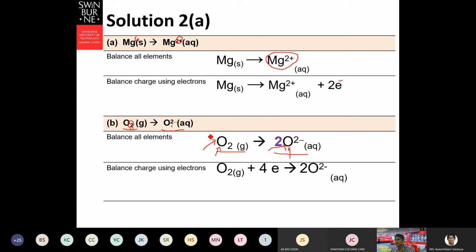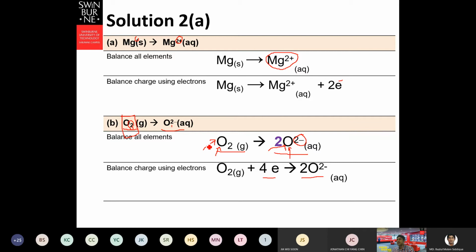Here I also have two atoms, but the charge is not yet taken care of. Each of the oxygen atoms is carrying two charges, and there are two oxygen atoms. So that means there should be 2 times 2, which is 4 electrons. So this oxygen should be taking up 4 electrons in order to produce this O2 negative. Then we see that the charge is balanced on both sides.